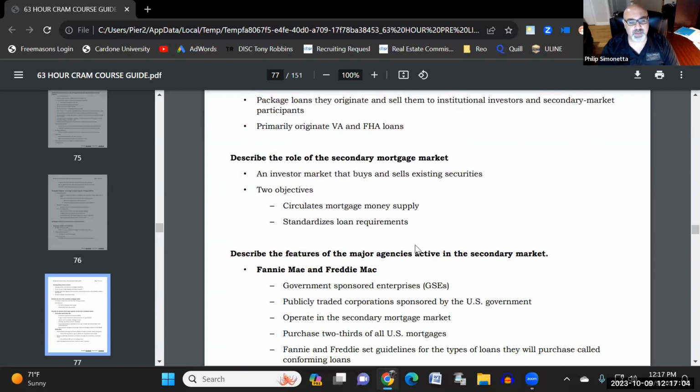Okay, next we need to describe the role of the secondary mortgage market. The secondary mortgage market is an investor market that buys and sells existing securities, and they have two objectives. They circulate the mortgage money supply, and they standardize loan requirements by requiring certain standards for loans they'll buy. If they won't buy loans outside of those standards, everybody fits into those standards so they can sell to them. Does that make sense?